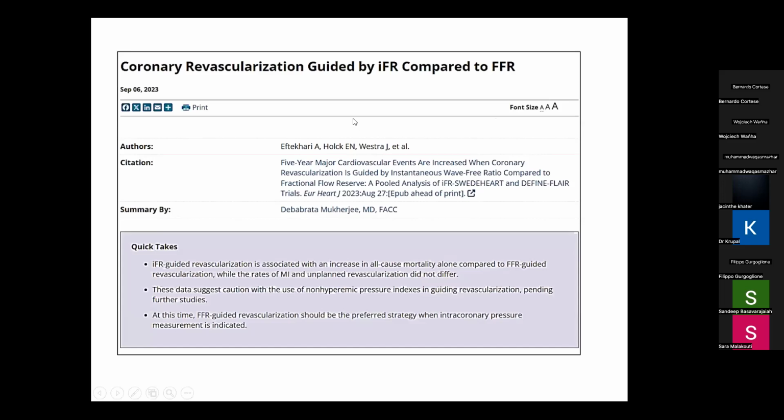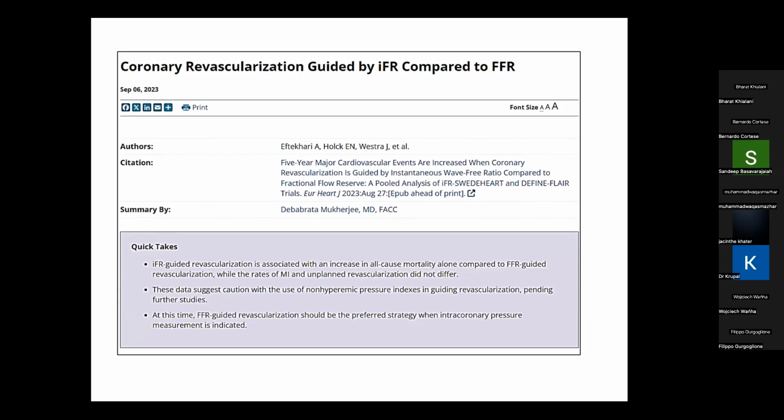The same study was also published online in JACC, the Journal of the American College of Cardiology, which mentioned a summary of the same article from the European Heart Journal. Here they mention that at this time, FFR-guided revascularization should be the preferred strategy when intracoronary pressure measurement is indicated. I'm not sure about this, and I would like to know your opinion, but this study was powered for a 1-year outcome and a 1-year comparison between FFR and iFR. That is the first point. The second point is that at 5 years there is an increase in cardiac mortality, but no differences in MI and target lesion revascularization. So how can you say that?